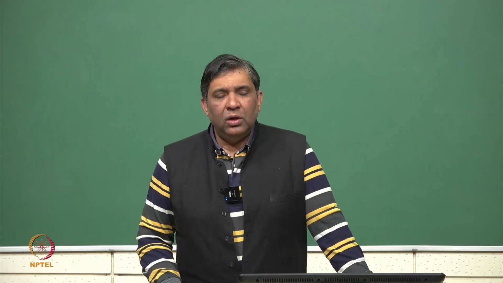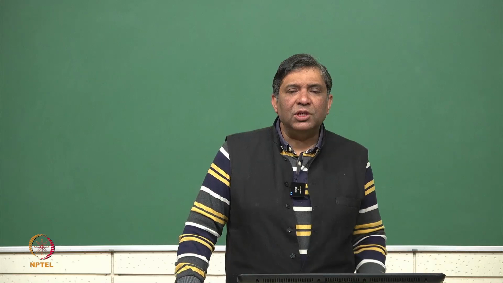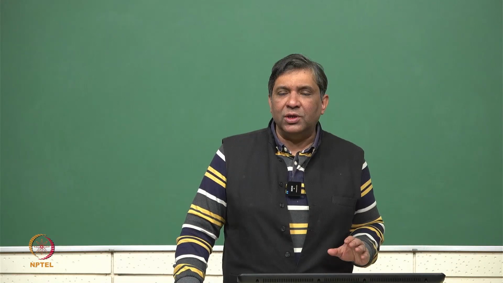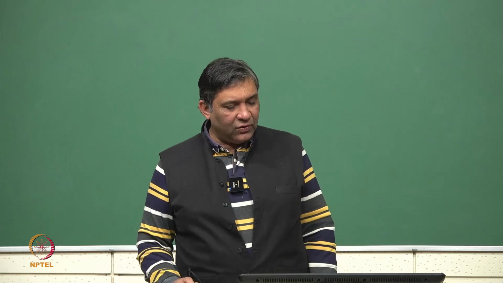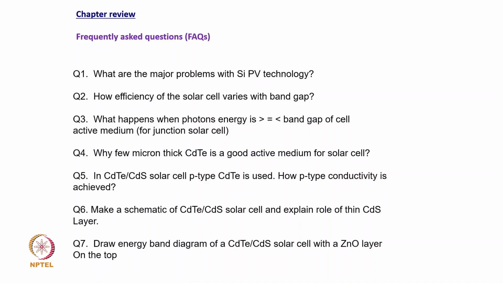Now, let us review the chapter with some frequently asked questions in case of CdTe and CIGS, CdS solar cell. So, what are the major problems with silicon PV technology? I mentioned that in silicon PV technology, the major problem is that silicon is an indirect band gap material and therefore, absorption is less, you need higher thickness, and therefore, the fabrication process up to industrial scale is quite involved. Okay. So, these are the problems.